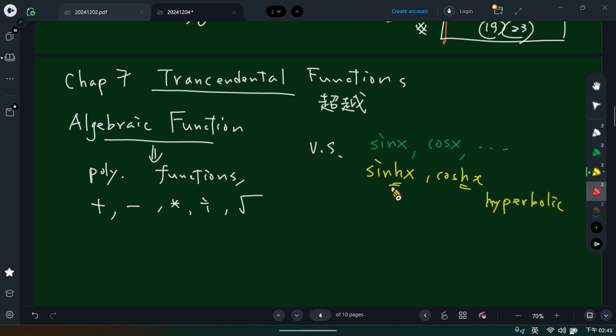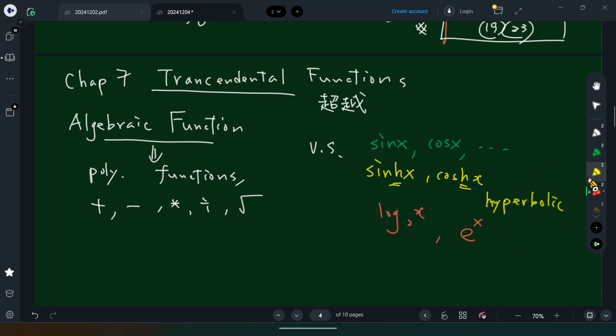We will also learn about the logarithm function, like this one. You may say you already learned this before, right? And we will also learn about the exponential function. e here is a constant. So we will also learn this later. All of them are transcendental functions.